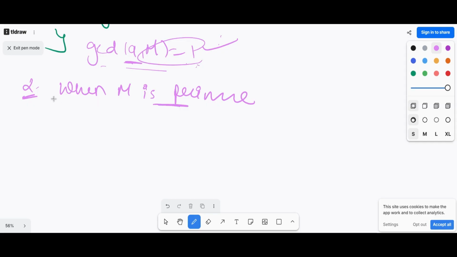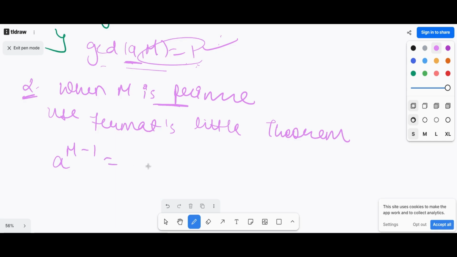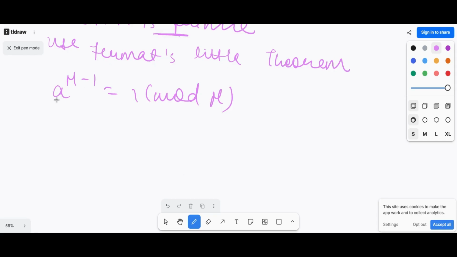So when m is prime, we can use Fermat's little theorem. What does it say? Fermat's little theorem says that when m is prime, a raised to m minus 1 is equal to 1 mod m. Now, I can multiply a raised to m minus 2 on both the sides. So, if I multiply a raised to m minus 2 on both the sides, I'll get a inverse is equal to a raised to m minus 2 mod m.